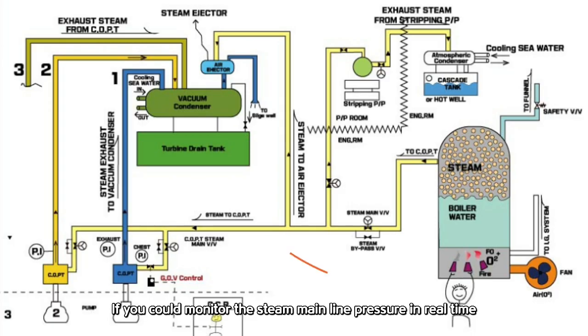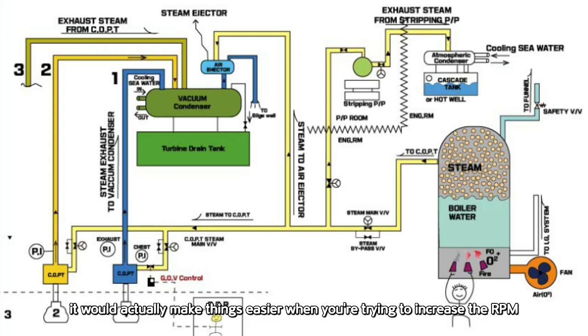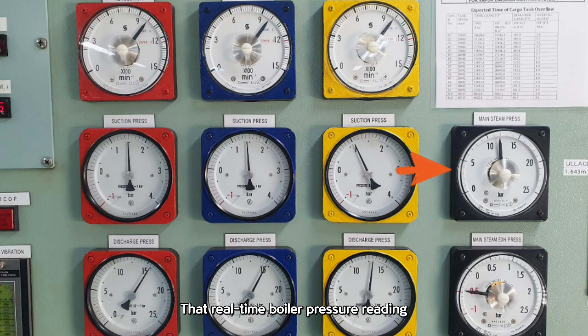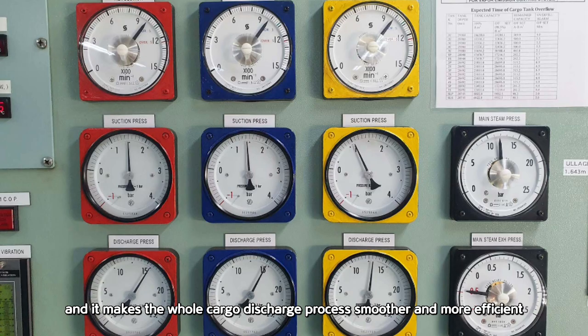If you could monitor the steam main line pressure in real time, it would actually make things easier when you're trying to increase the RPM. Knowing the current boiler pressure helps you decide whether it's safe to open the governor valve a little more, which means you could boost the pump RPM further. That real-time boiler pressure reading gives you a solid reference point when making that decision, and it makes the whole cargo discharge process smoother and more efficient.